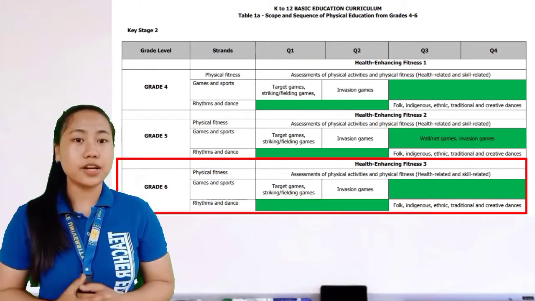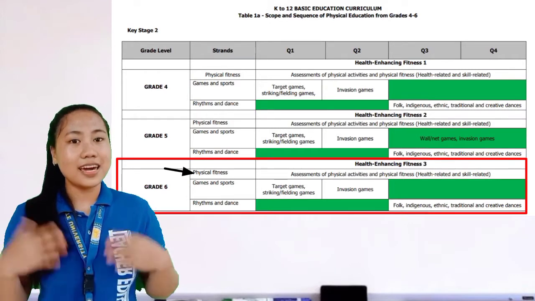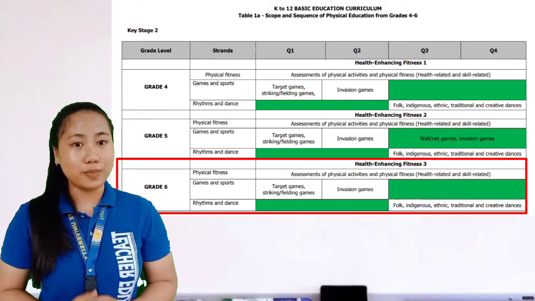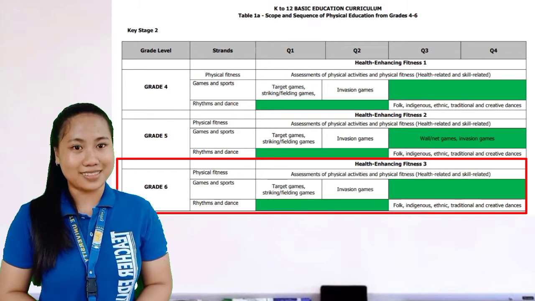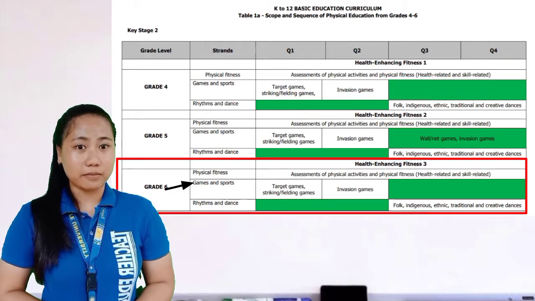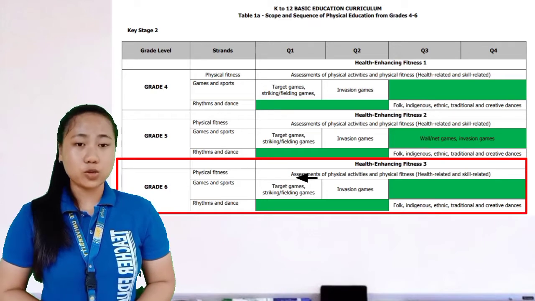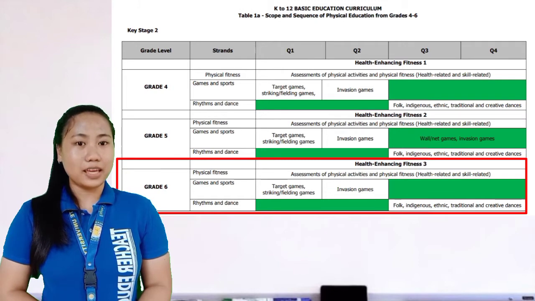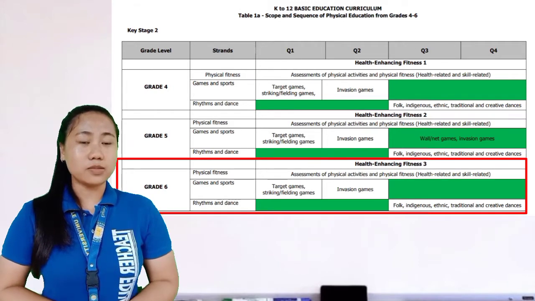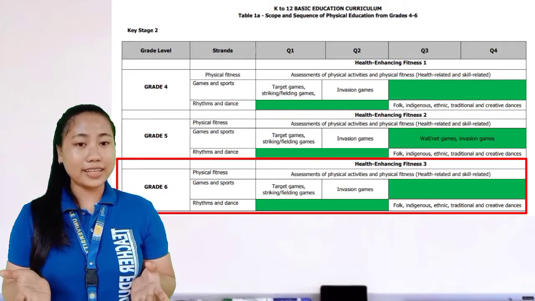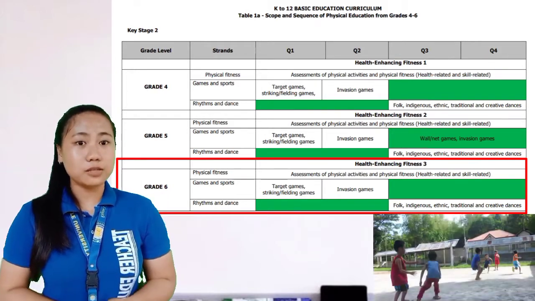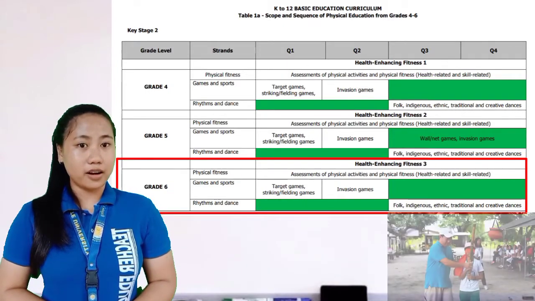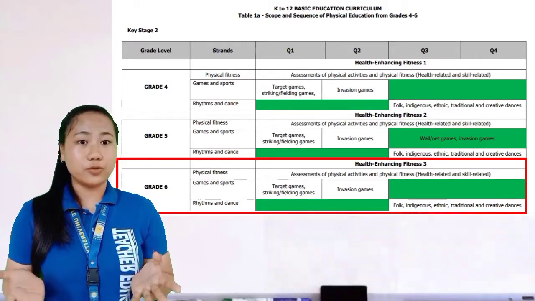And again, for the first learning strand, physical fitness, it is still being observed from first quarter to fourth quarter through the assessments of physical activities and physical fitness. And for the second learning strand, which is games and sports, that is being observed from first quarter to second quarter. Wherein for first quarter, it is monitored by engaging the learners in some target games and striking or fielding games. For target games, these are ubusan ng lahi, frisbee, batikobra, and others. And for striking games, these are basagang palayok, shato, and other fielding games.